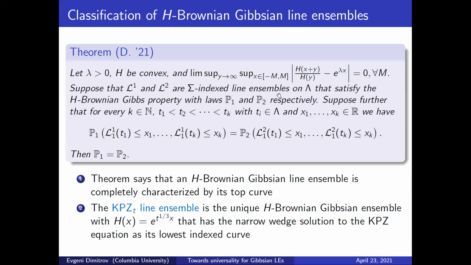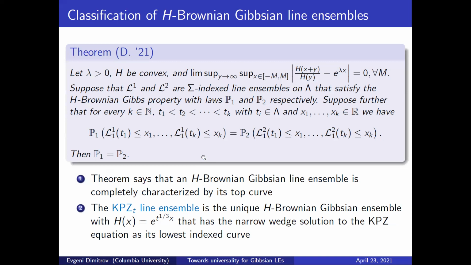Again, in simple words, what the theorem says is that an H-Brownian-Gibbsian line ensemble is completely characterized by its lowest indexed curve. And in particular, the KPZ line ensemble is the unique line ensemble that has this interaction Hamiltonian and has the narrow wedge solution to the KPZ equation at the top. Okay, so this is the end of the detour.